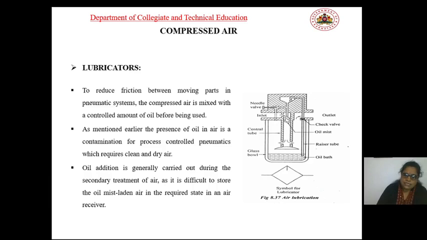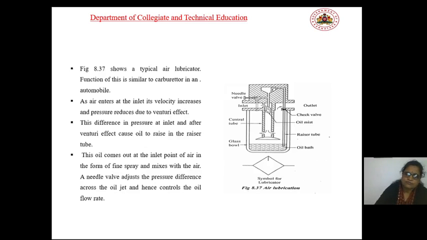As mentioned earlier, the presence of oil in air is contamination for process controlled pneumatics, which requires clean and dry air. Oil addition is generally carried out during the secondary treatment of air, as it is difficult to store the oil mist laden air in the required state in an air receiver. The function of this lubricator is similar to that of a carburetor in an automobile.